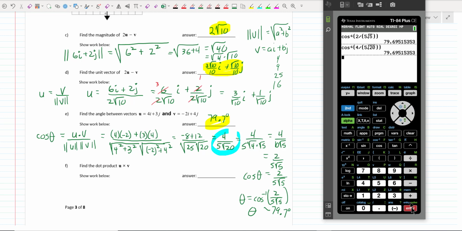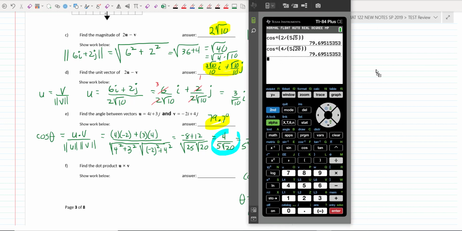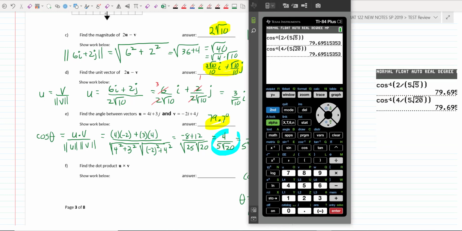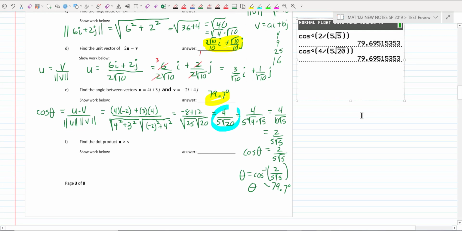Like that, and it gives the same answer. Okay, so you can do that like that. You basically just got to do the formula, and then you're going to be working with that one on your calculator then.